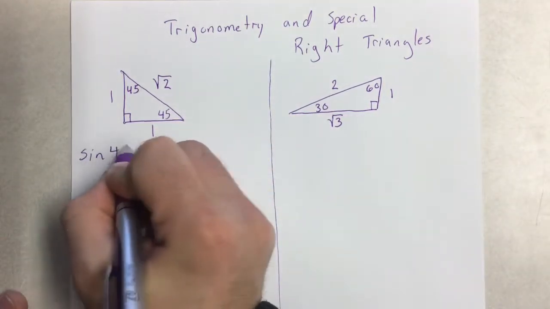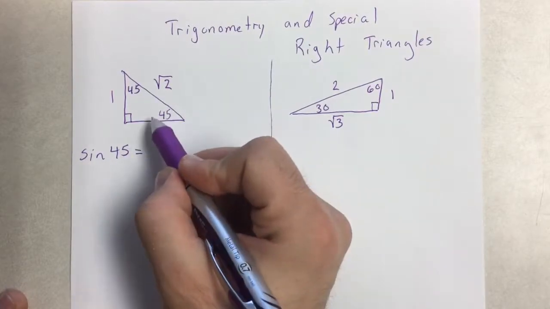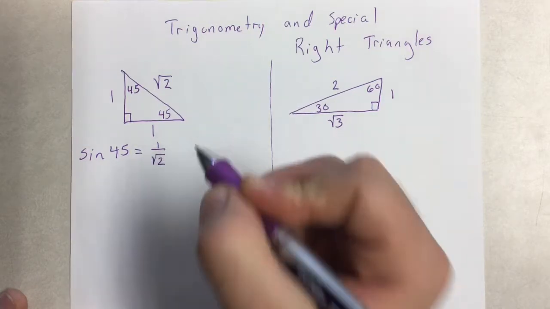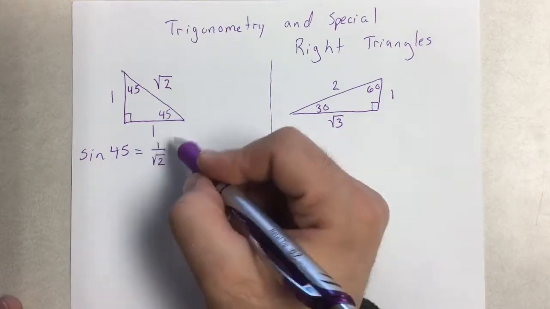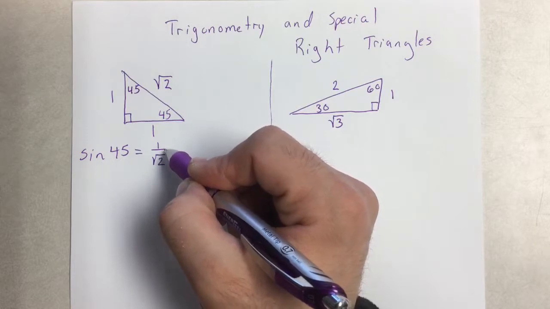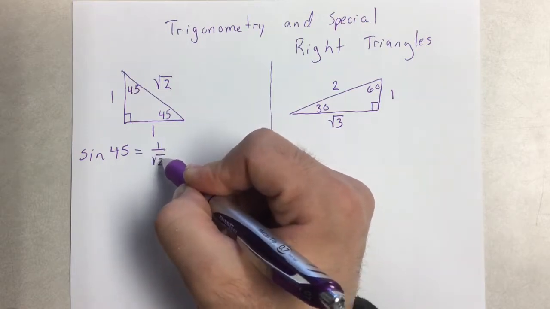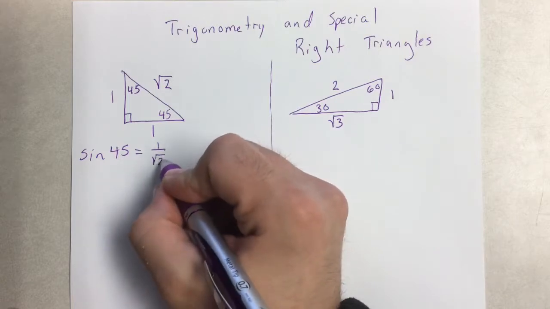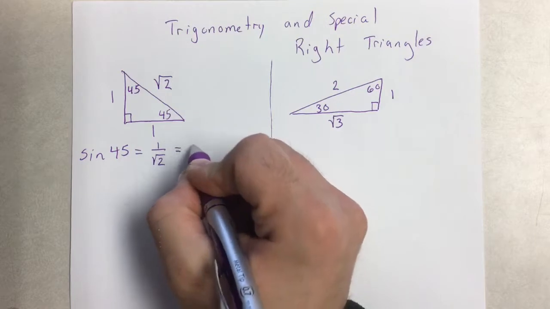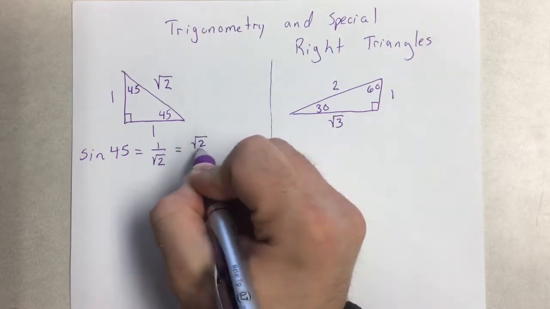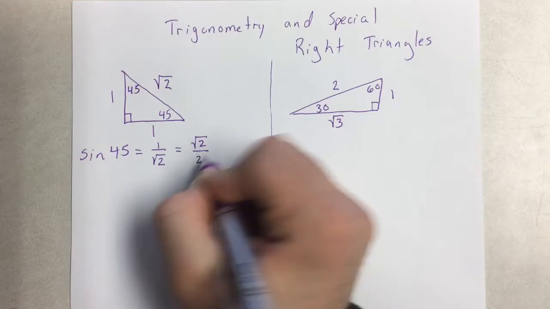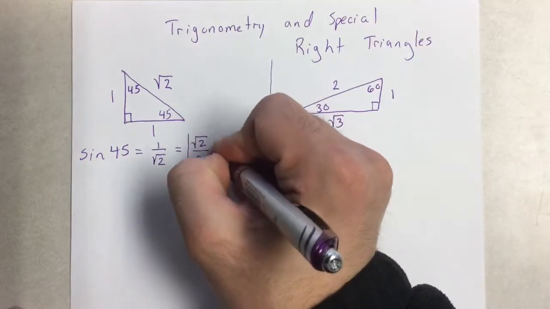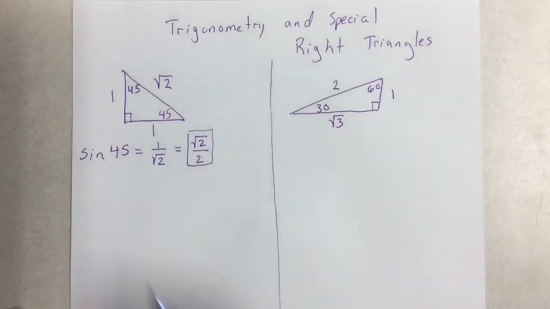So sine of 45. We recall sine is opposite over hypotenuse. So 1 over the square root of 2. And we have learned how to rationalize the denominator. So that's rewriting this without a square root in the denominator. In doing so, multiplying the top and bottom by the square root of 2, we can rewrite this as the square root of 2 over the square root of 4, or just 2. So sine of 45 equals the square root of 2 over 2.